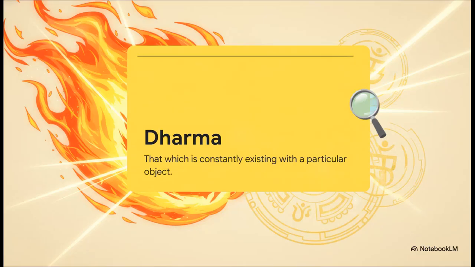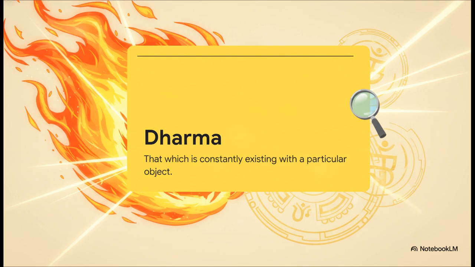Now let's look at the second half. Dharma. This word gets loosely translated as religion all the time, but the text asks us to really dig into the actual Sanskrit root. Dharma absolutely does not mean a belief system. It means an essential, defining characteristic. It is that which is constantly existing with a particular object.